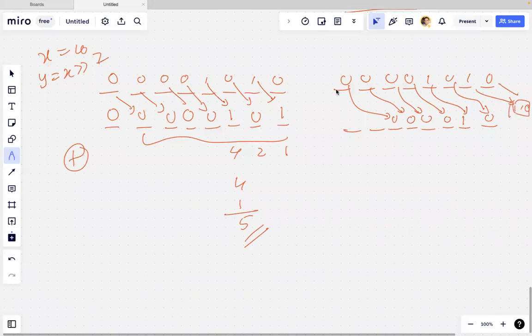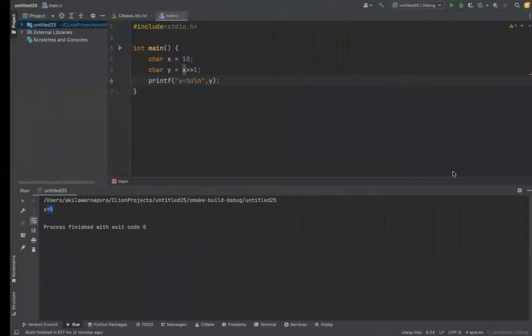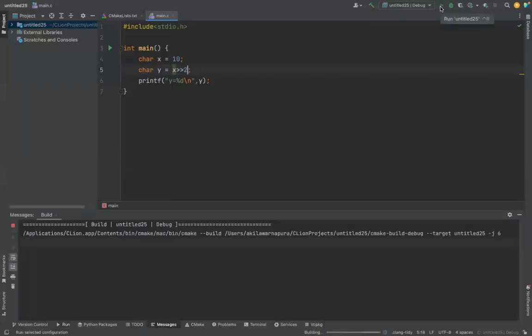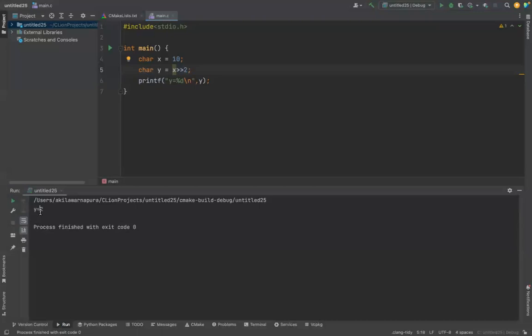Now this is the value. Since the first bit is 0, the leading bits are filled by 0. Now what is the value? Here 1, here 2. Okay, 2 is active, the value should be 2. Now try to right shift by 2 bits. The value is 2.